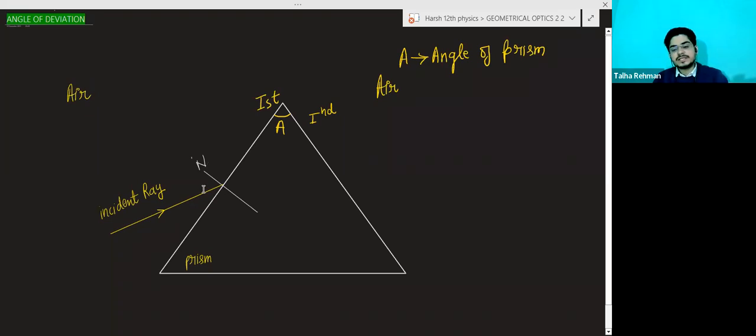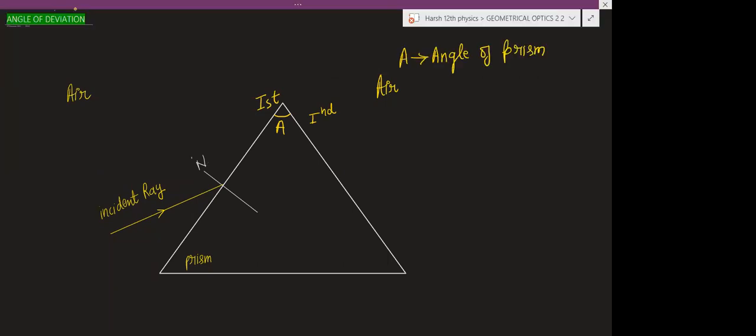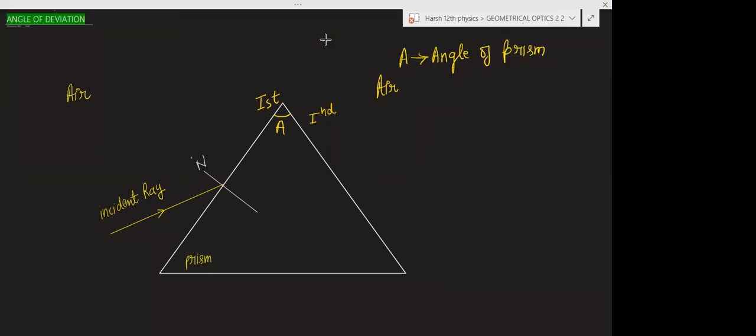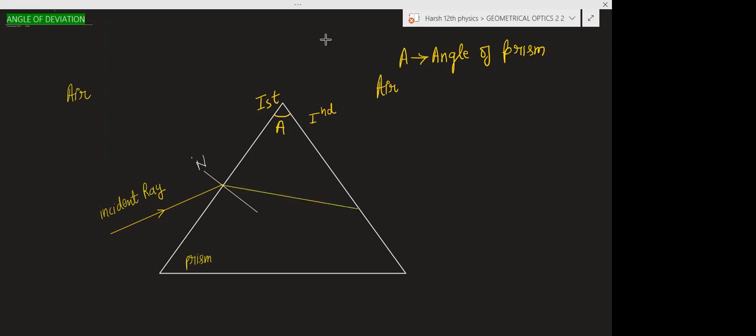from rarer to the denser medium. Will it bend away from the normal or towards the normal? No, it's towards the normal, because this ray is moving from rarer to the denser. So rarer to denser, it will bend towards the normal.